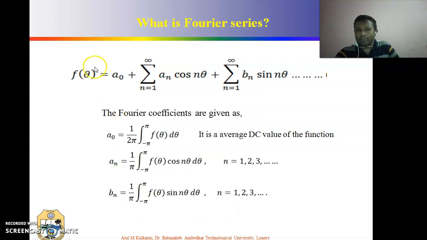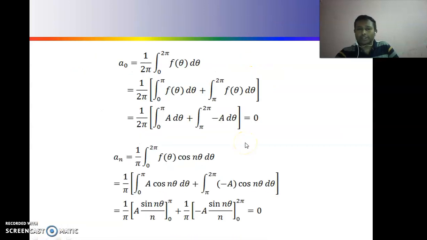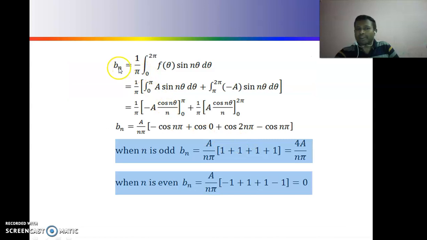Now if you look at this equation, this is the first coefficient, this is another one, and now we have to find out the coefficient Bn. So let's find out the coefficient for Bn. From the basic formula, to find the coefficient Bn: 1 upon pi, integral from 0 to 2 pi of f of theta sin n theta d theta.